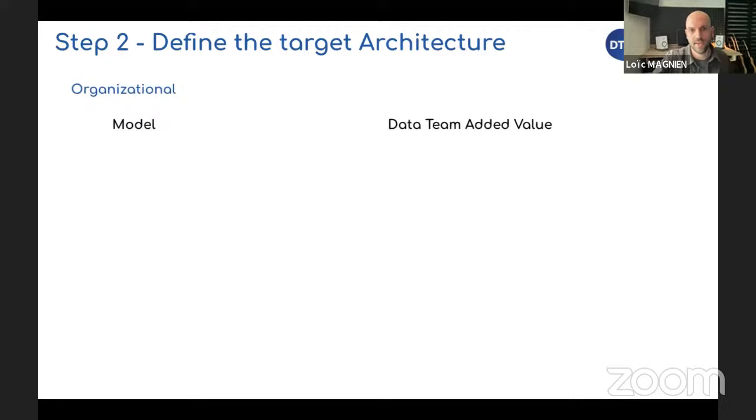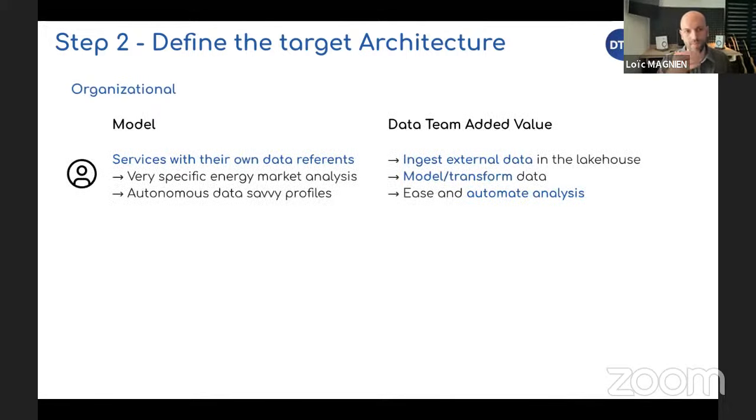On the organizational side, it's an iterative process. So what I will do here is show 3 different ways we work in the company with the model and the value added by the data team. So we have services that can invest in their own data profiles. And in that case, what we do as a data team is we ingest external data in the data lakehouse, we model it, transform it, and we automate the analysis.